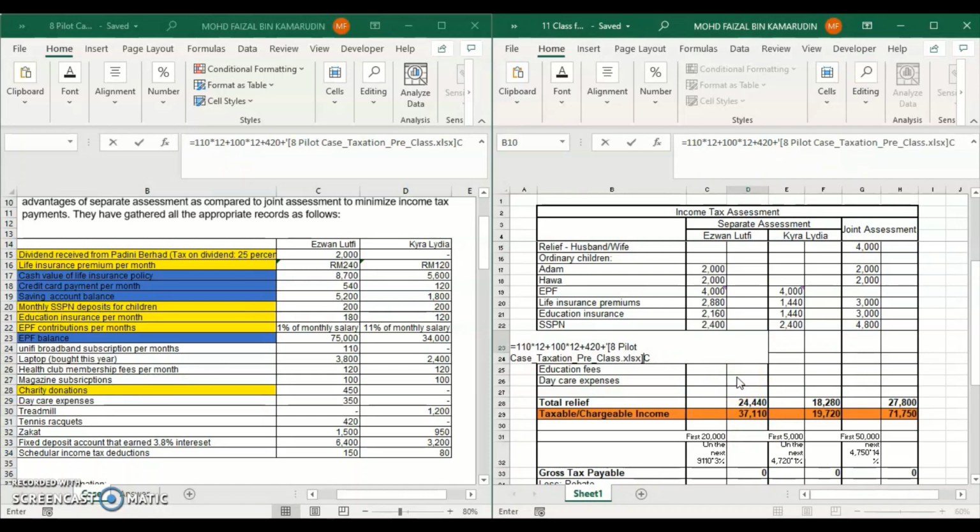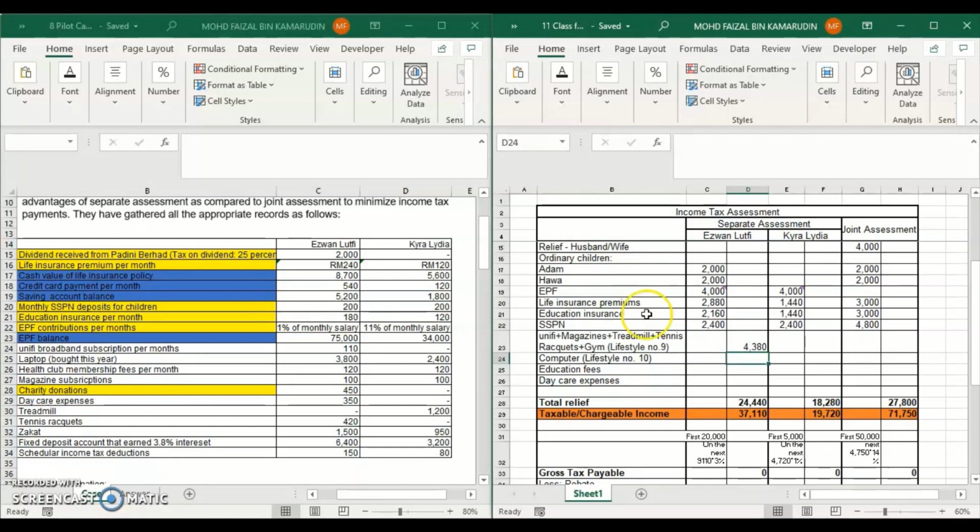Hold on. Something happened to my formula. Sorry. Should be okay. This one, what is it just now? The gym, right? Health club membership. This one is 120, so we plus 120 times 12. So let's check what else. Just imagine that 4380, which exceeds, so you can only claim up to 2500 for lifestyle number 9.